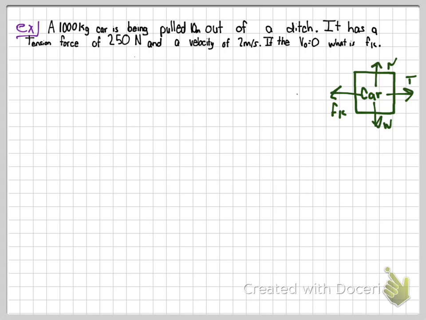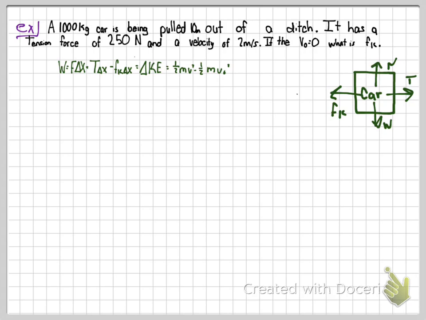So the first thing we're going to do is draw a free body diagram, and we're going to label all our forces. And then we're going to write out the work-energy theorem. And by doing this, we're going to plug in our variables. So we know the mass of the object is 1,000 kilograms. We know the velocity of the object is 2 meters per second. And we know the initial velocity of the object was 0 meters per second.